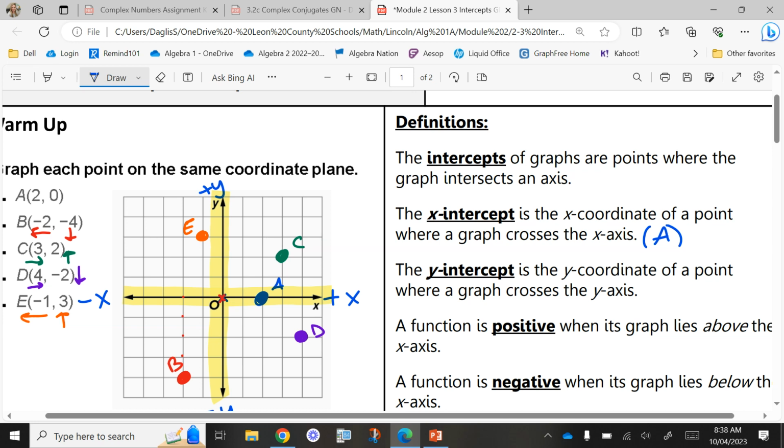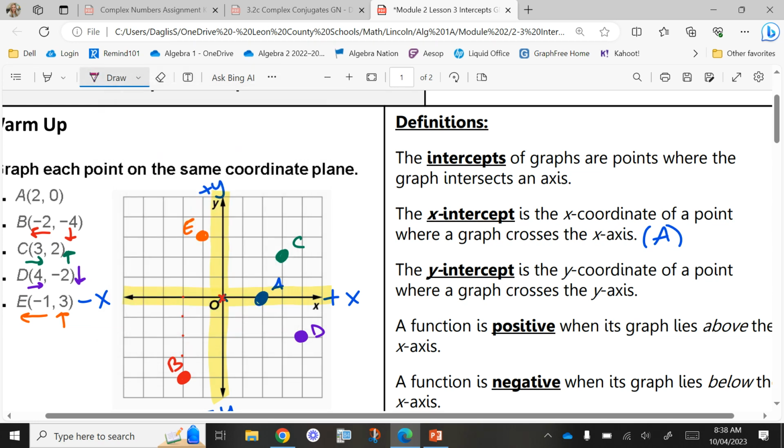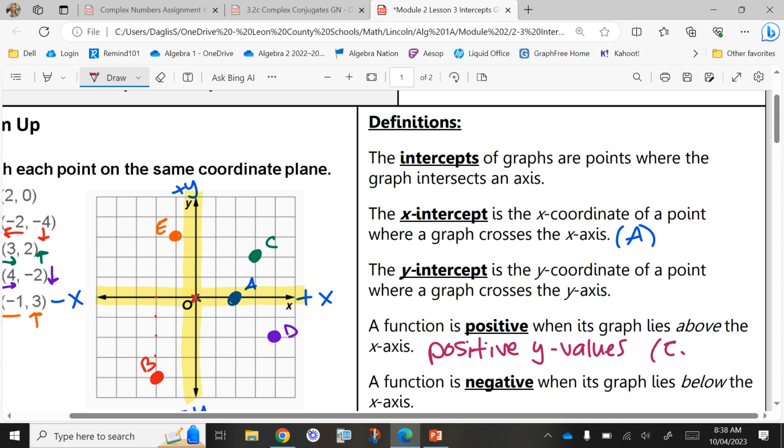We're also going to look at where my function is positive and where my function is negative. So when we're talking about positive versus negative, we're looking at when my output is a positive number or a negative number. And output is my y values. Okay, so to have a positive, it's when it's above the x-axis. So that's when we have positive y values. So like points C and E are in the positive, right? They're above. So in this case, C and E are positive points.